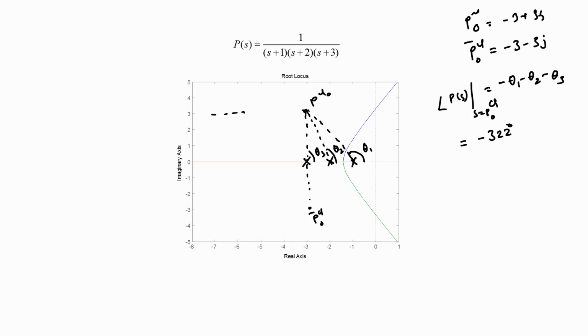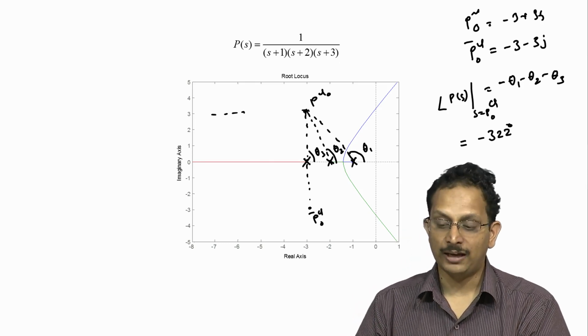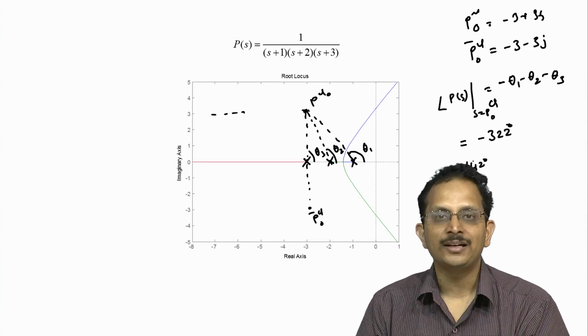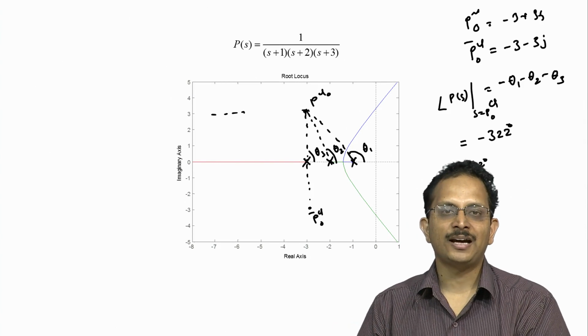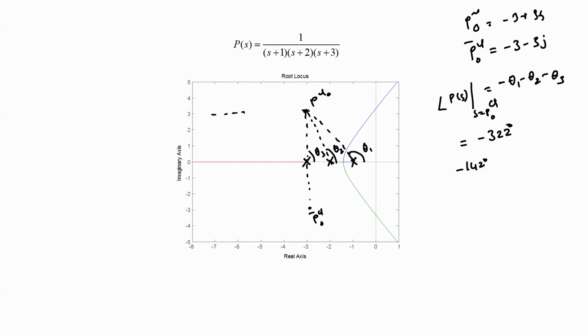Now, for this point PCL naught to be a point on the root locus of the open loop system, we need the angle of course to be equal to minus 180 degrees. So, there is a very large difference of minus 142 degrees between what the net angle at the point PCL naught has to be and what it actually is.